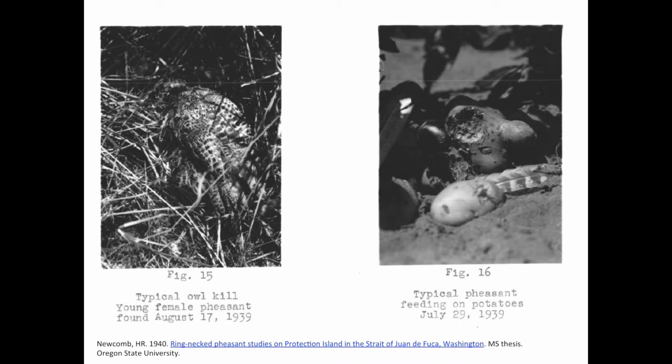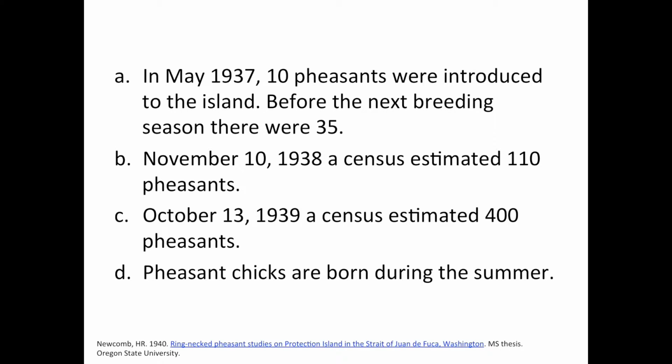Here's some other figures from the thesis. Again, it was completed in 1940, so we've got some black and white pictures. One of an owl that's killed a young female pheasant, and another one of a pheasant that's eating potatoes. This is some of the information that I was able to take from the thesis that we can use to estimate the quantities of interest in the exponential growth formula.